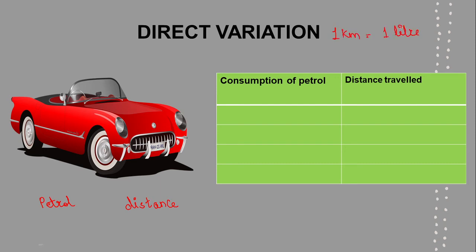Like you have a car which uses 1 liter of petrol for going 1 kilometer. Okay, then what is going to happen? Firstly, let's write. In 1 liter of petrol, your car is going for 1 kilometer. Then suppose you want to go 10 kilometers to some destination. Then if you want to go for 10 kilometers, the petrol required will be 10 liters.